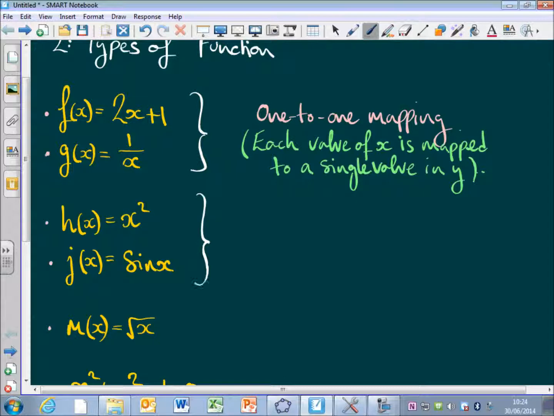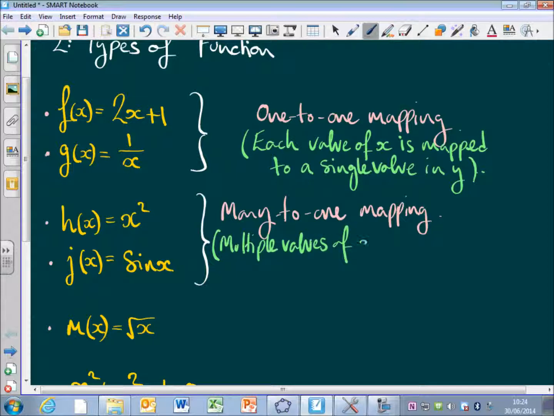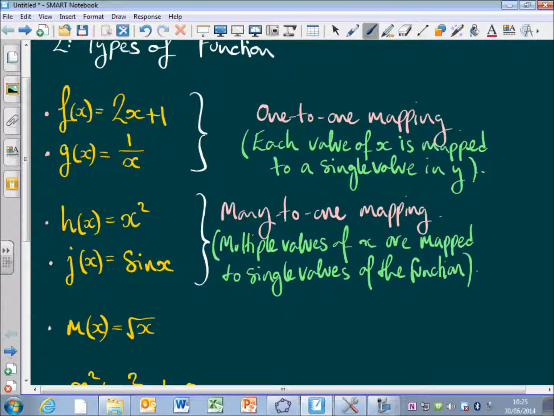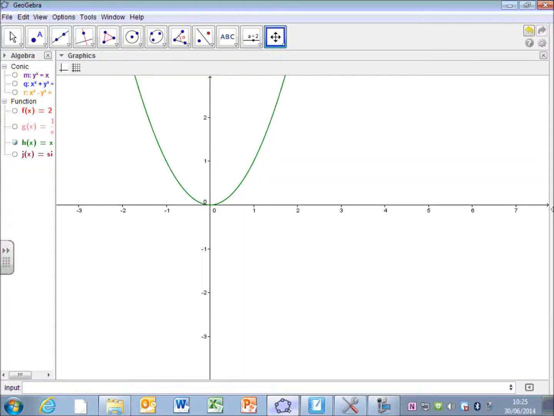And both of these functions are in fact many-to-one, so I'll put them like that. And we'll have a look at the sine one as well. So this is many-to-one. It's a many-to-one mapping. Let's define it like this: multiple values of x are mapped to single values. When x is 0, I get 0, and when x is pi, 3.14, I get 0, and when x is 2 pi, I get 0. Okay, so there are multiple values of x that give me the same value for the function output.